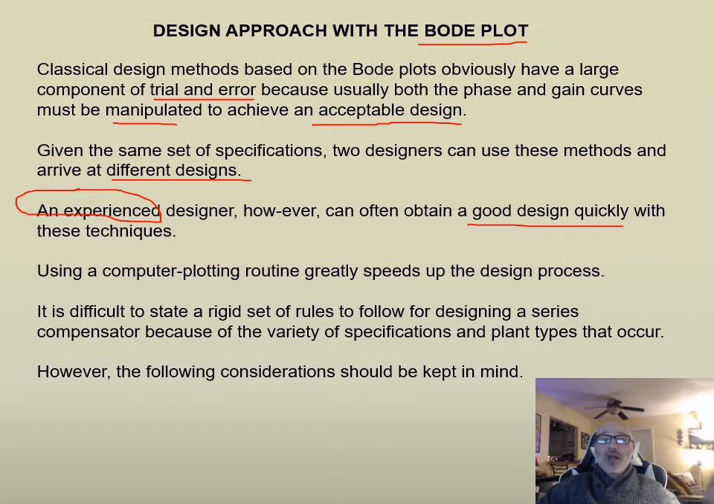So if there's a lot of back and forth and trial and error testing with this, using a computer plotting routine is going to speed up this process. You can write a couple of loops, a couple of algorithms, to quickly check back and forth and plug new things in to see what works. So it's going to be difficult to state a rigid set of rules to follow for designing this, because it is up to a skilled designer. And even when you're talking about computer plotting, where the skill comes in is how you write that algorithm, where you start, where you end, how many iterations you're going to be doing. Those are all things to keep in mind when you're doing a design approach using this Bode plot.